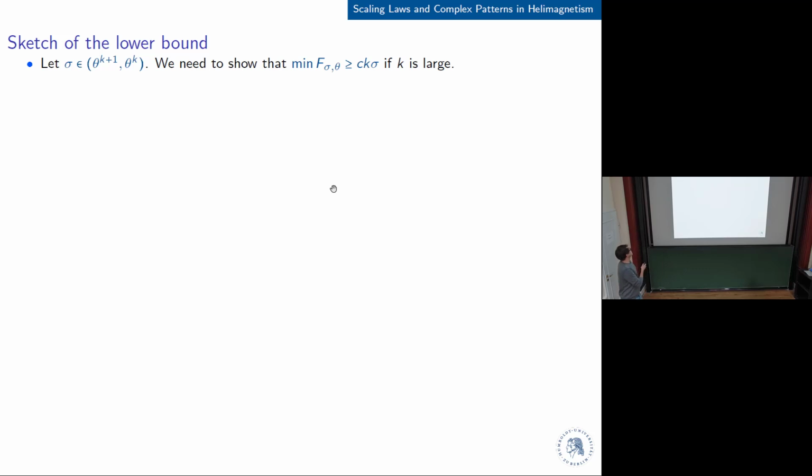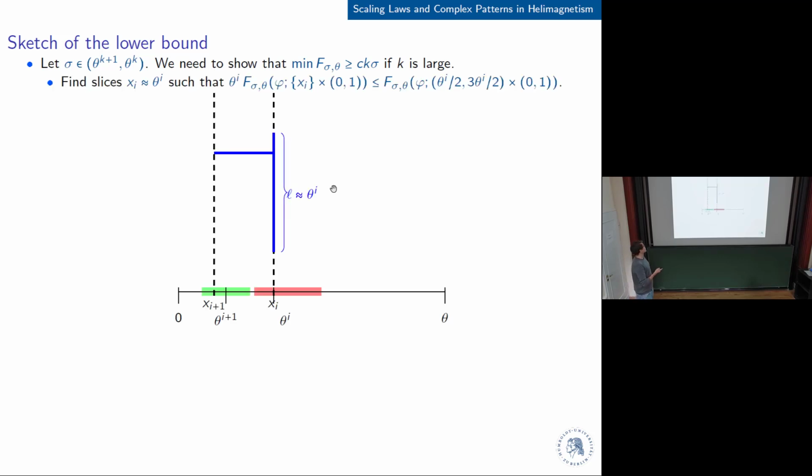So we take such a sigma, and then what we have to prove is that the minimal energy is up to a constant larger than k times sigma. And now we do, roughly speaking, exactly what we did in the upper bound construction. So we really mimic this behavior in the lower bound construction. You take those points, the xi, which are like theta to the i, and these are essentially the endpoints of the building block steps.